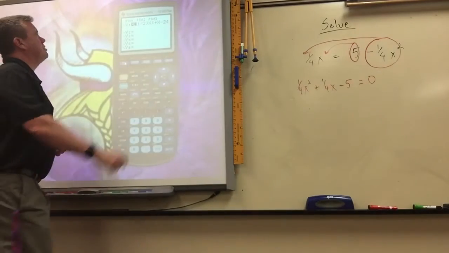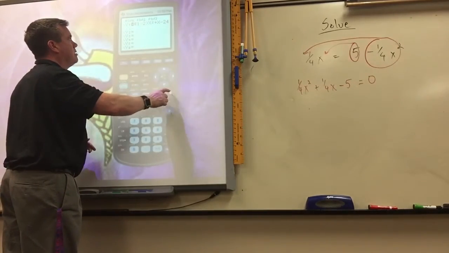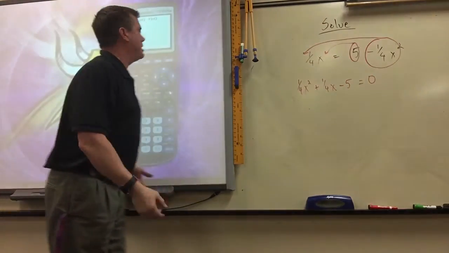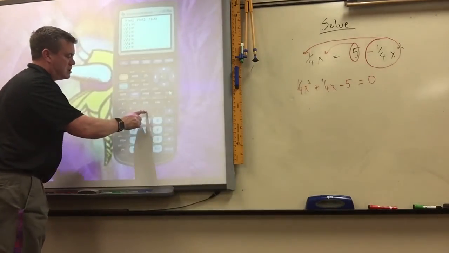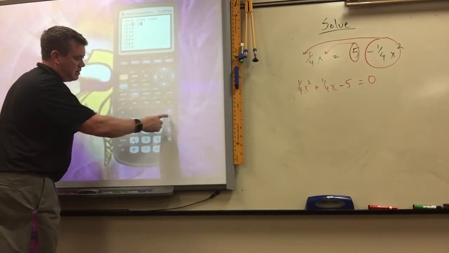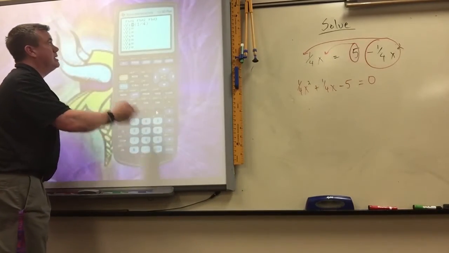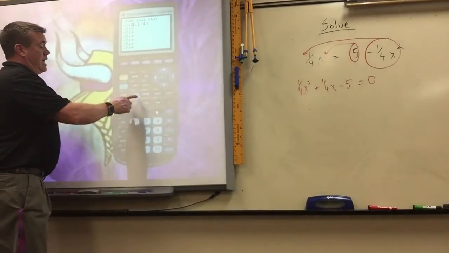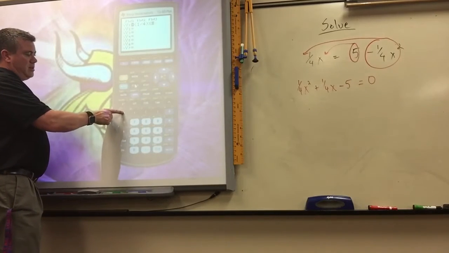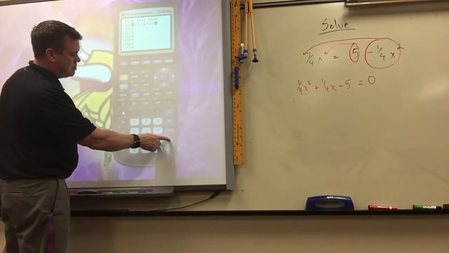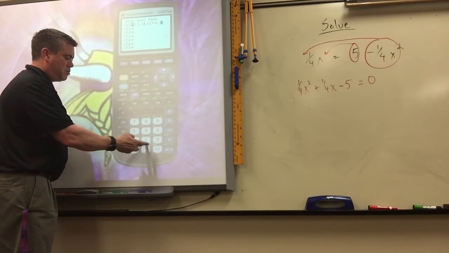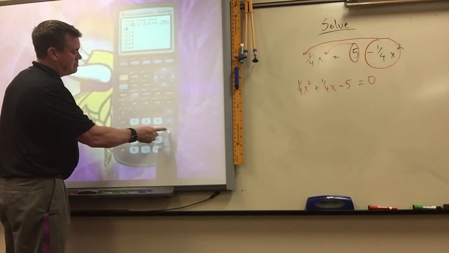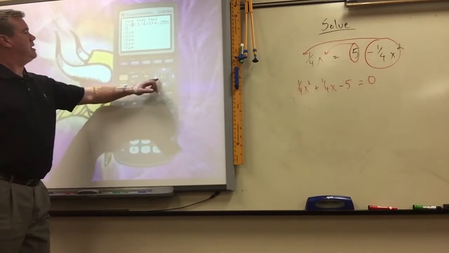Hit the y equals. Clear out whatever you've got. Otherwise, it's going to keep it on the graph. 1/4, again, you could just put it in as a fraction, but you'd have to put it in parentheses. Parenthesis 1 divided by 4 parenthesis. But you could just put in 0.25. And it's an x squared plus 1/4. This time I'll just put 0.25. X minus 5. And then you hit graph.